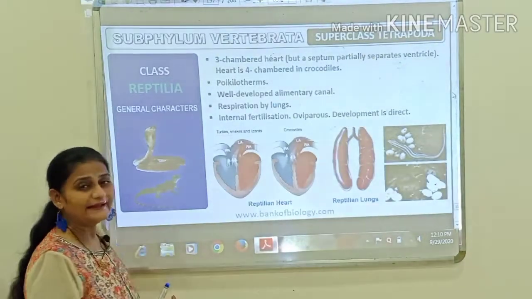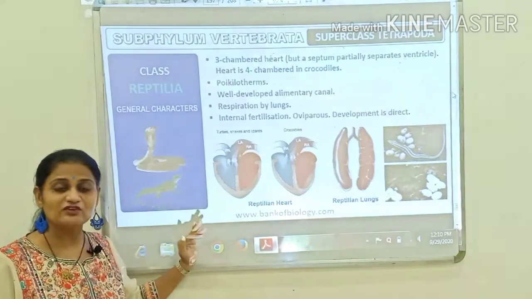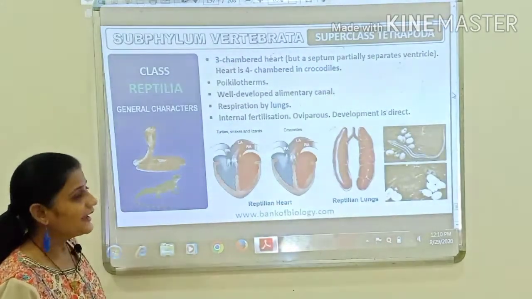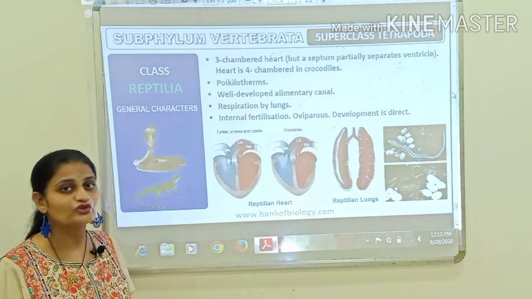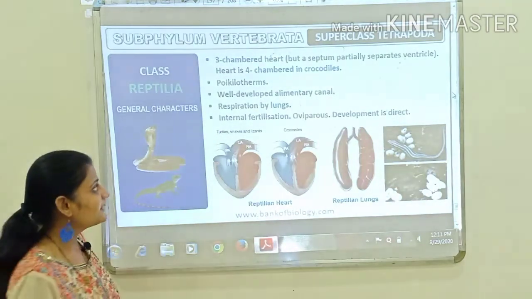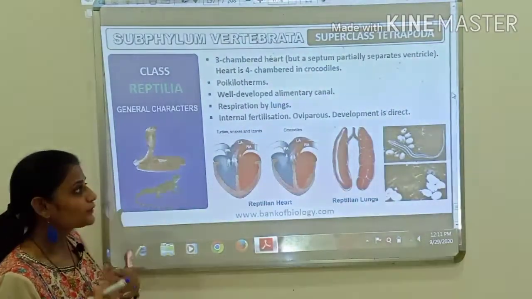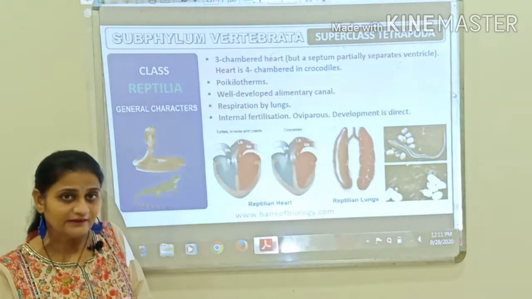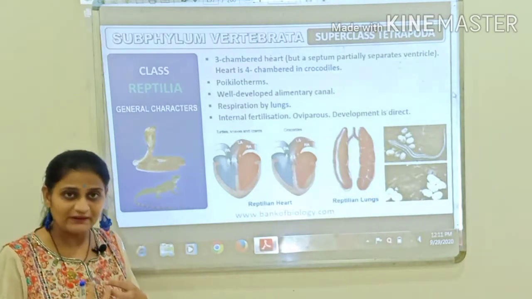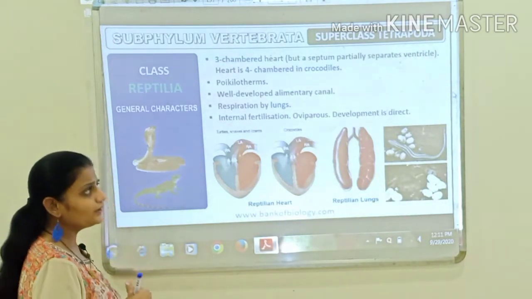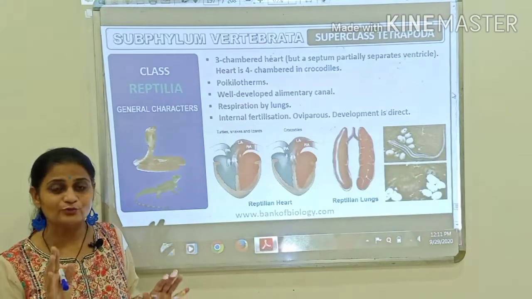Then the alimentary canal is very well developed in these organisms, and respiration takes place through lungs, and fertilization takes place internally. That means inside the body the fusion of male and female gamete takes place. So fertilization is internal, and they are oviparous. Again, oviparous means they lay eggs, right? Fertilized eggs are laid, and then the eggs undergo development outside the female body. So development is direct here. Direct means there is no larval stage produced here.